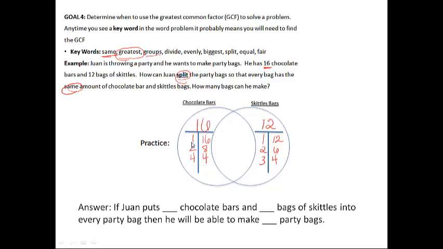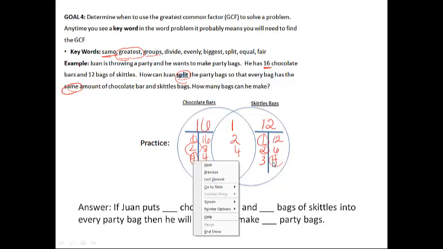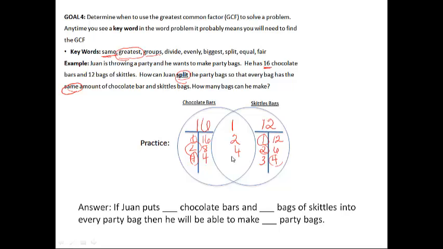Alright, let's list common ones. There's a 1 here and a 1 here. So I can put it over here. There's a 2 here and a 2 here. I can put it here. There's a 4 on both sides. It does not matter that the 4 is on the left side of the T-chart here and the right side over here. That doesn't matter as long as they're in the list together. Okay, there's an 8 here. No 8 with Skittles. 16 and no 12 with Skittles. Alright, what's our GCF? 4.